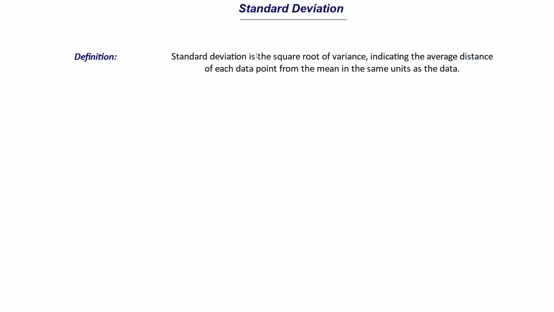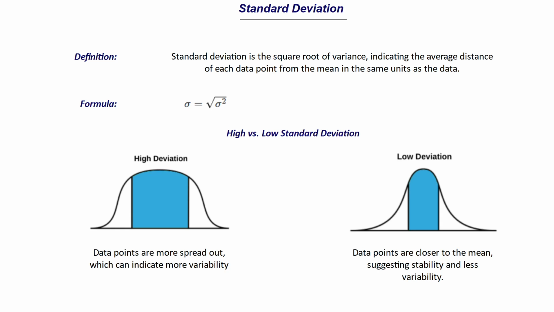It's pretty simple. It's just the square root of variance, and it's in the same units as your original data set. And the formula is, if you are working with population standard deviation, you just take the population variance and you take a square root. If it's sample, you just take s squared, which is your sample variance, take a square root, and that becomes your sample standard deviation. So when you have high versus low standard deviation, this is how your data is going to look. When the standard deviation is high, that means data points are more spread out, which can indicate more variability. And when the data points are closer to the mean, that indicates stability and less variability, which is when your standard deviation is low, just similar to the variance example.